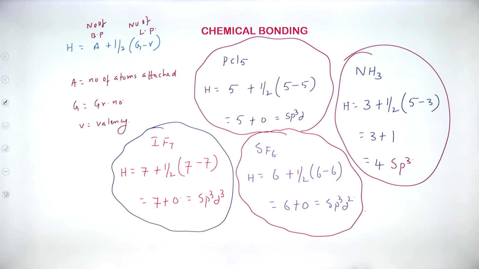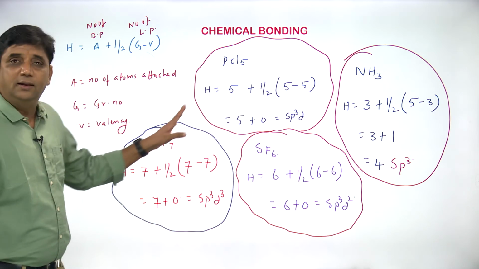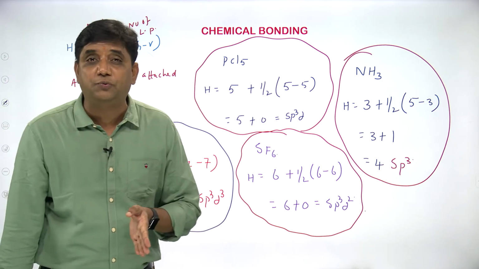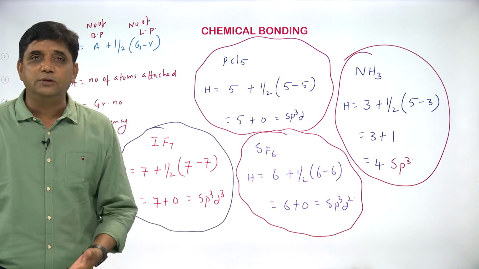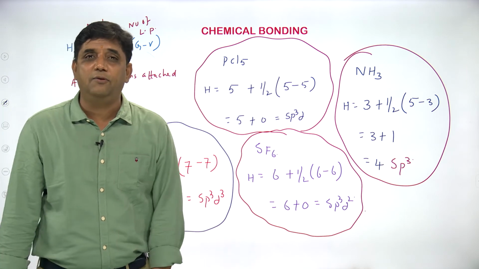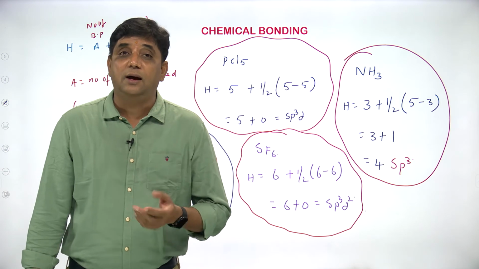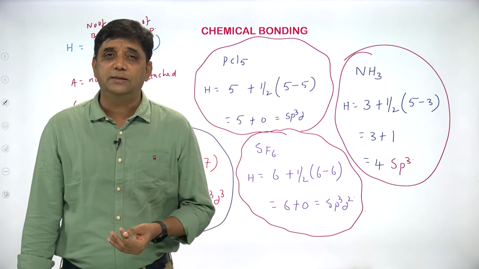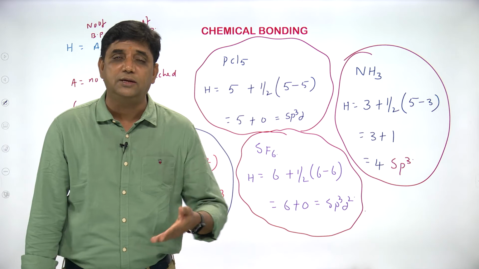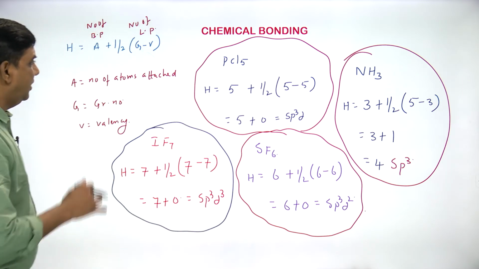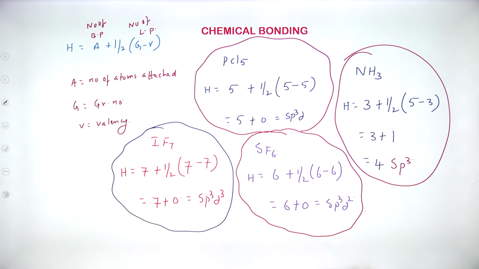It works very well for all these molecules. H is equal to A plus half into Z minus V. See, all the discrete molecules, and one more thing is this is very much useful for compounds like xenon difluoride, xenon tetrafluoride and xenon hexafluoride, because in those compounds they will ask the number of lone pairs and number of bond pairs. That is one very frequent question: calculate the number of lone pairs in the xenon fluoride. So you can easily calculate that.